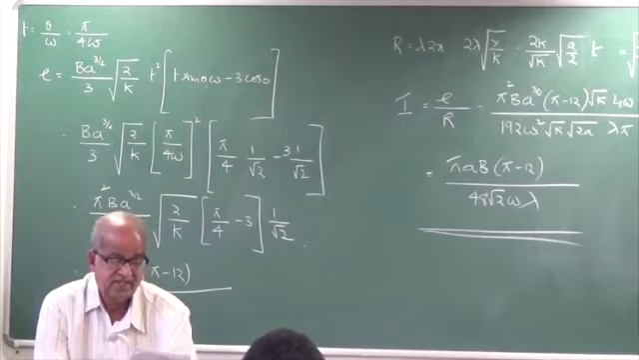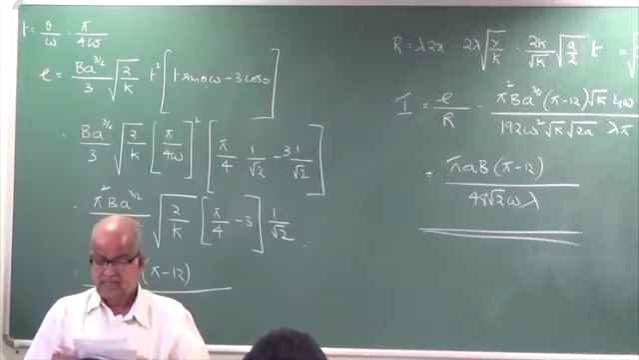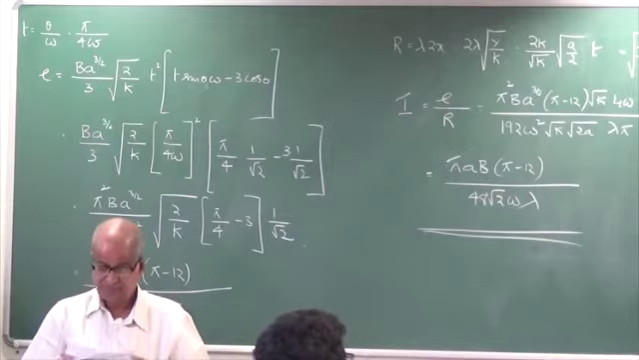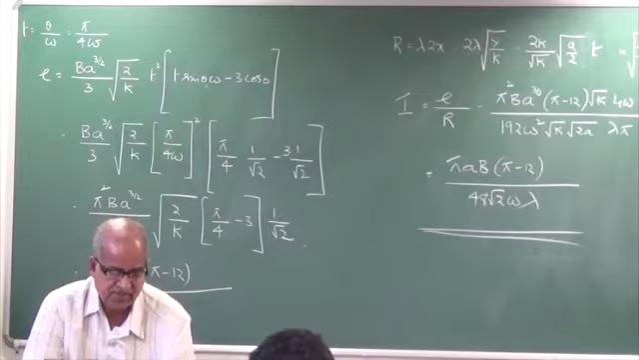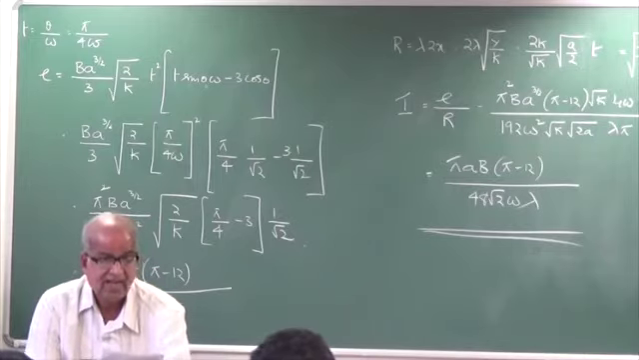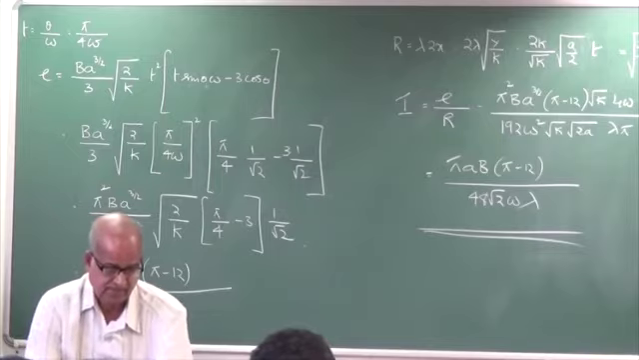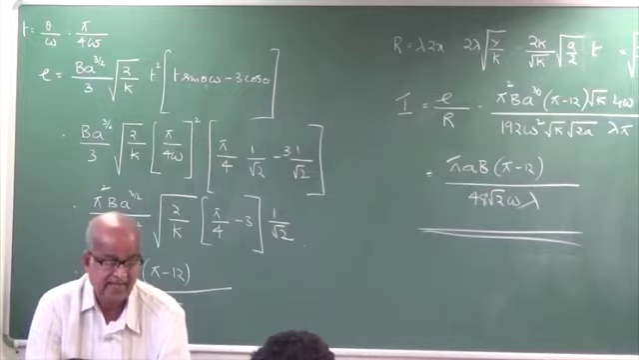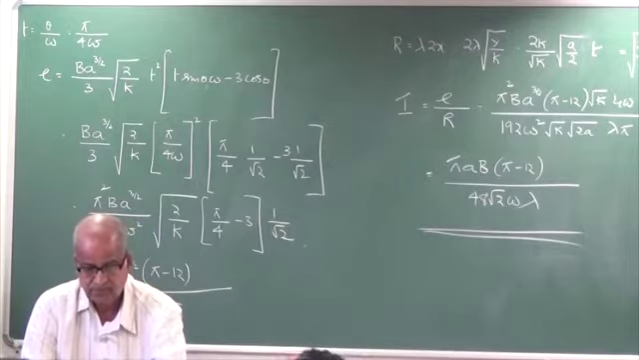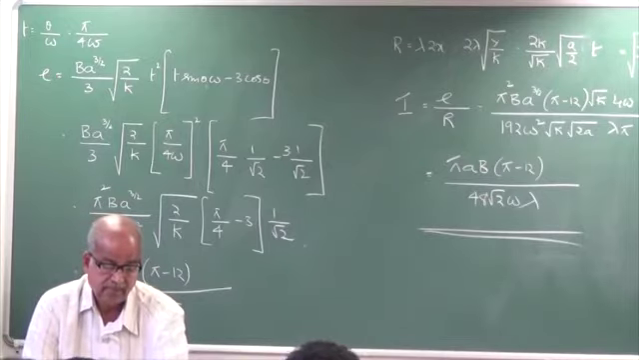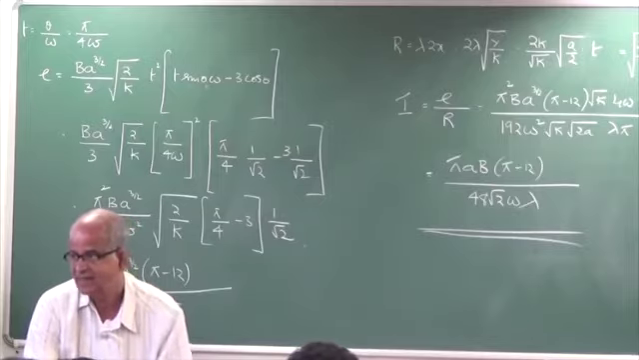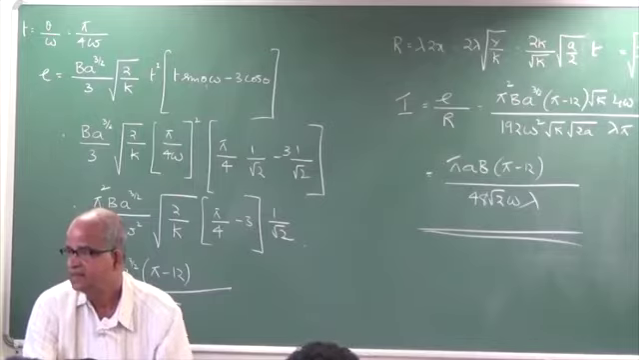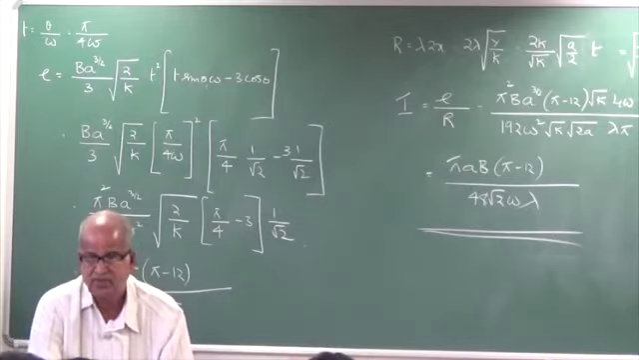Neglecting the resistance of the rails and of the rod AA', as well as self-inductance, find: one, the distance covered by the rod AA' until it comes to rest; two, the amount of heat generated in the resistor capital R during this process.